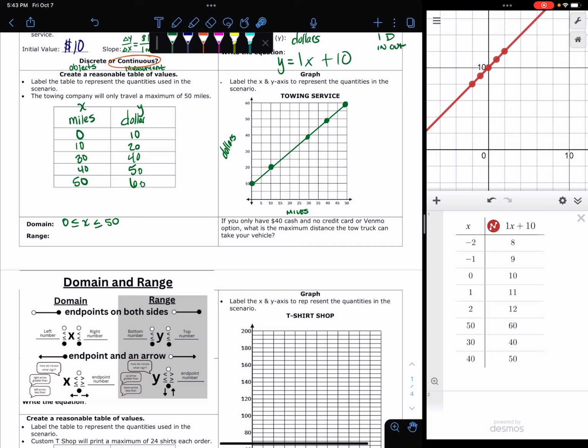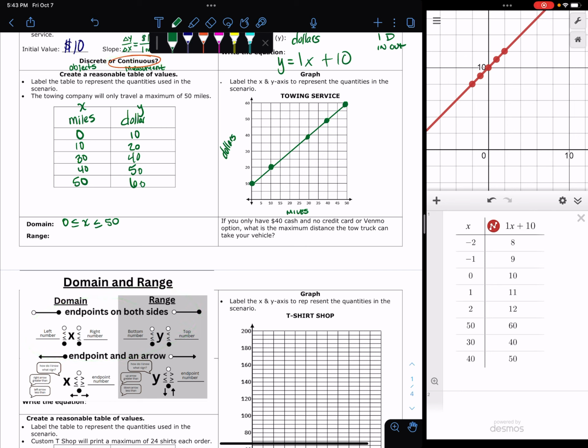How nice is that? Now, we're using inequalities because it's continuous, all right? This is a continuous problem. If it was discrete, it would be like a list of numbers, but it's not. This is continuous. That's why we're using inequalities. So now let's move to the range.